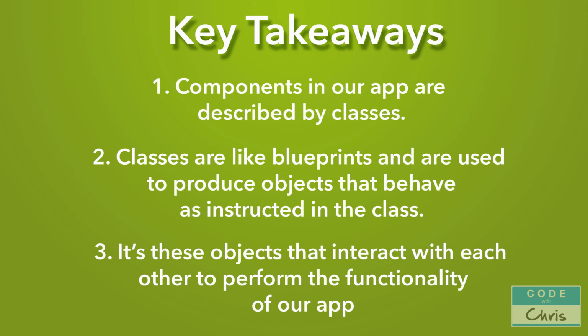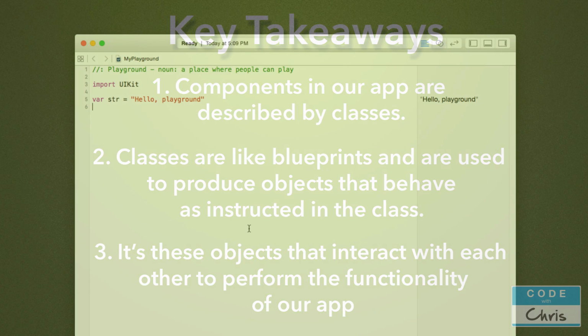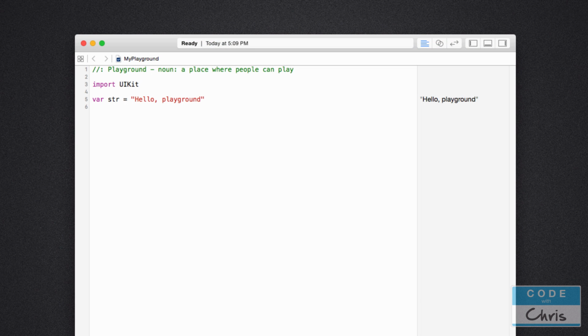So the key takeaway at this point is that the components in our app are described by classes. Classes are like blueprints that are used to produce objects that act and behave as described in the class. And it's these objects that interact with each other to perform the duties of our app. Now let's try creating some classes in a playground. In lesson 2, we learned how to start and create a new playground from Xcode. Open up a new playground and we're going to type out some code.